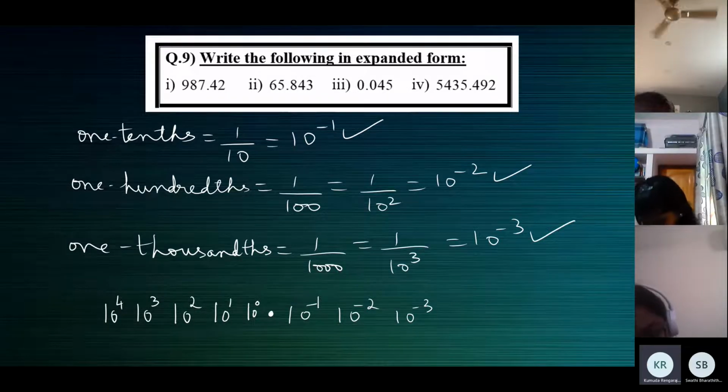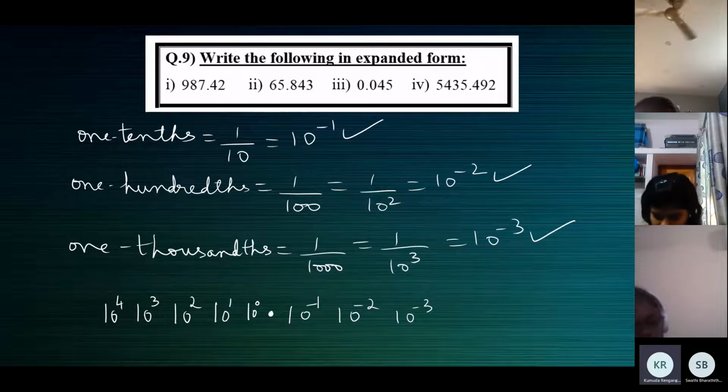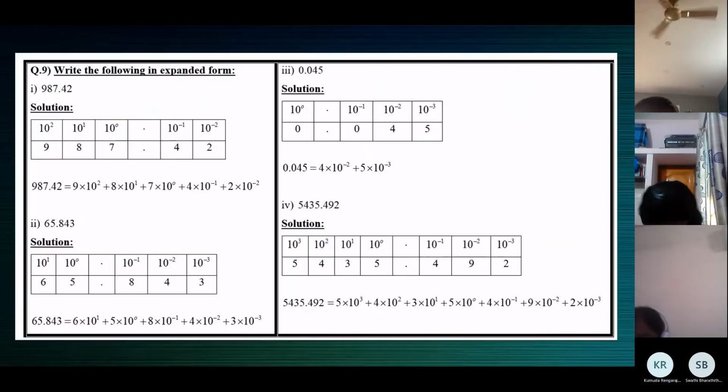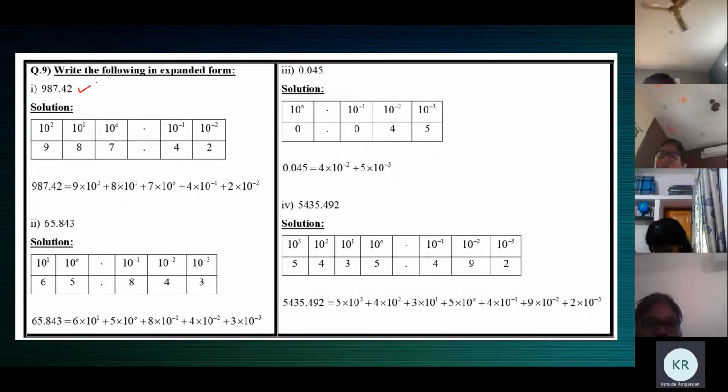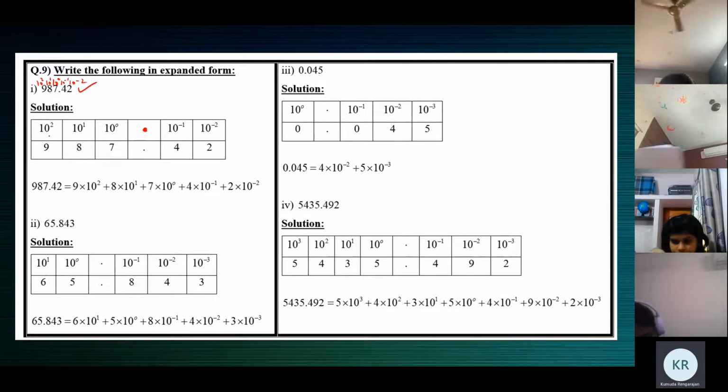So now let's understand how to write the following numbers in the expanded form. Okay, so we need to write this number in the expanded form. So I've just tabulated like this. This is 10 to the power 0. This is 10 to the power 1. And this is 10 to the power 2. This is 10 to the power minus 1. And this is 10 to the power minus 2. So I've tabulated. You can see the decimal point here. Decimal point, 10 to the power 0, 10 to the power 1, 10 to the power 2. Then 10 power minus 1, 10 power minus 2.